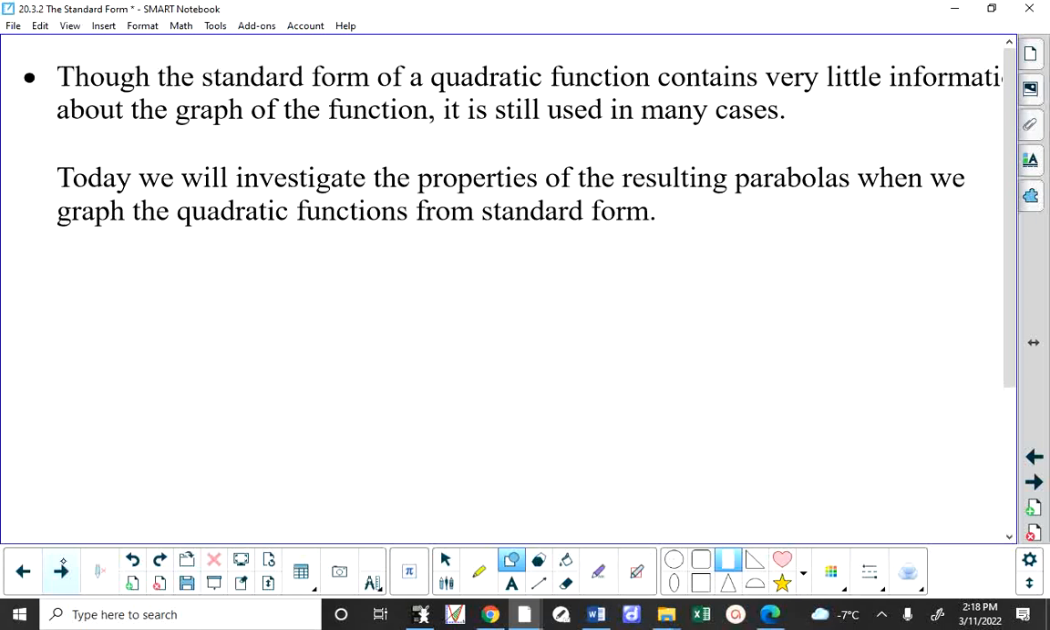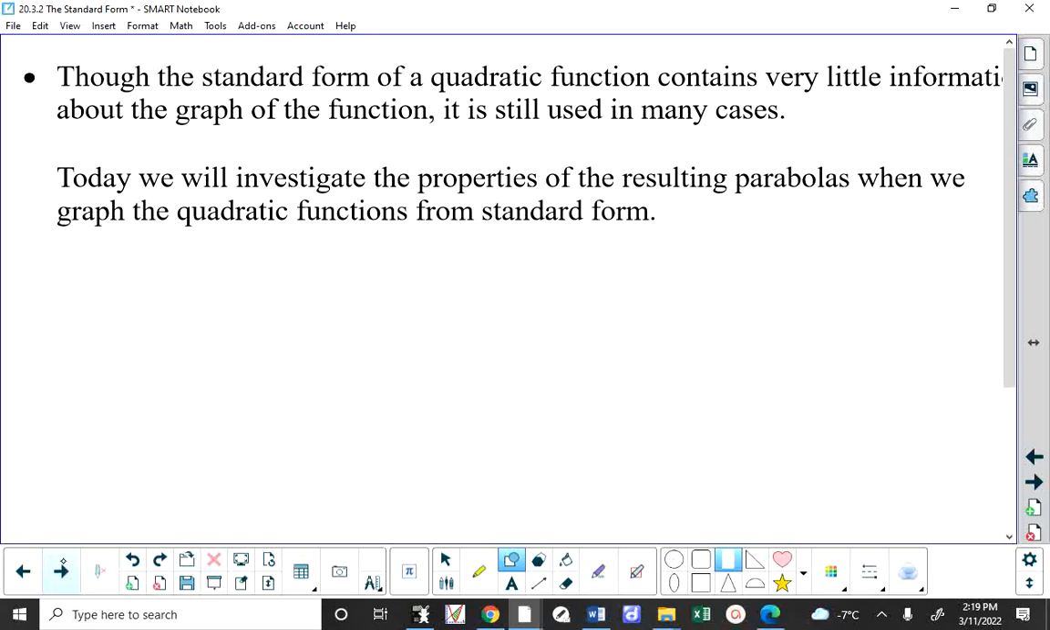The standard form doesn't contain much information. If you look at this example of y equals negative 3x squared plus 30x minus 68, it contains next to no information about the graph. It really doesn't. It contains the fact that it opens upside down. It contains the fact that it's 3 times taller than x squared. It contains one other fact that you don't know about yet, but we will get to.